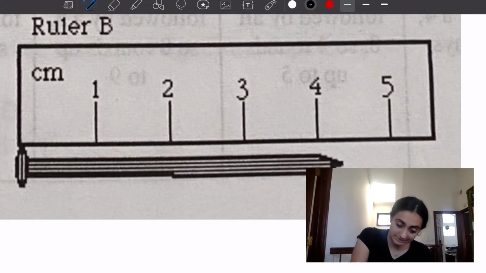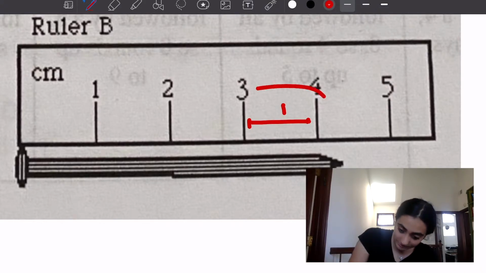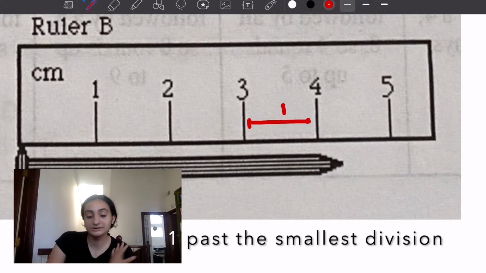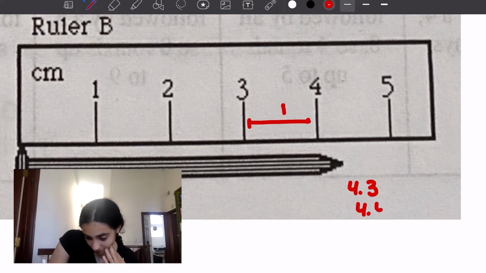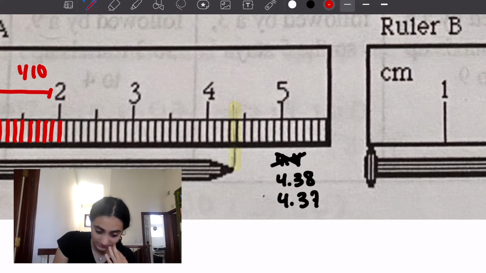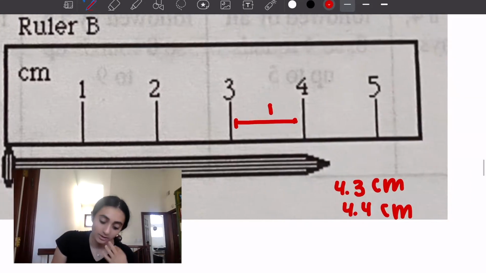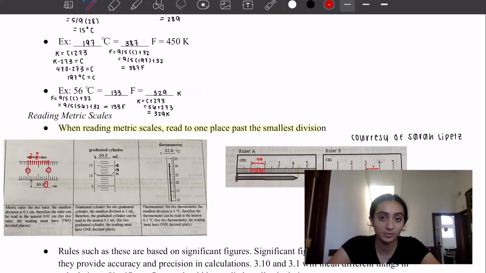So on to our next example. Each one of these divisions is 1 unit. There is nothing in between, which means that we want to report to the tenths. I'm going to say that this is about 4.3. You could also say 4.4. Also, make sure that you are always putting your units. I forgot to do that with this last one. It's a pretty straightforward concept. You just want to be extra precise and report to 1 past the smallest division.